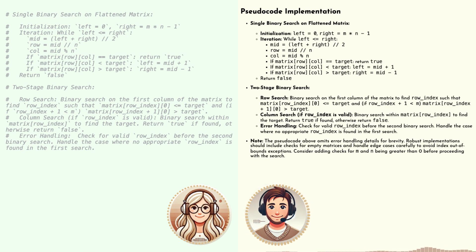Now, what about the two-stage binary search? That one feels a bit more intricate. Let's break it down. Remember, the first stage is all about finding the potential row.